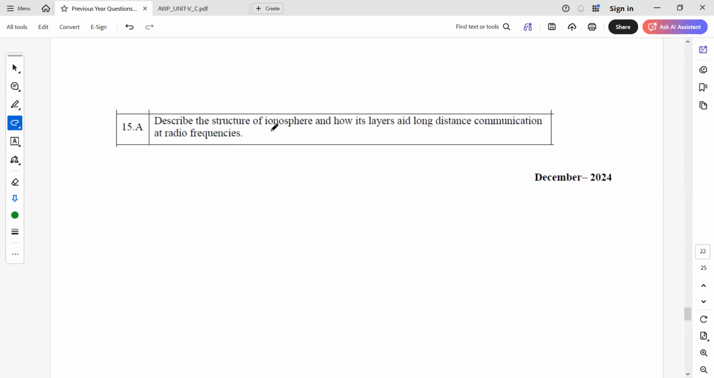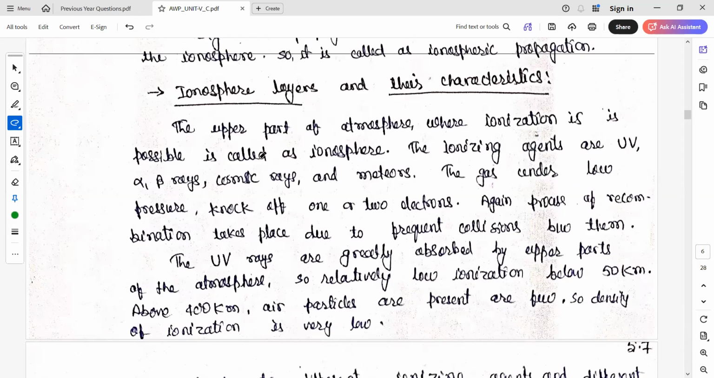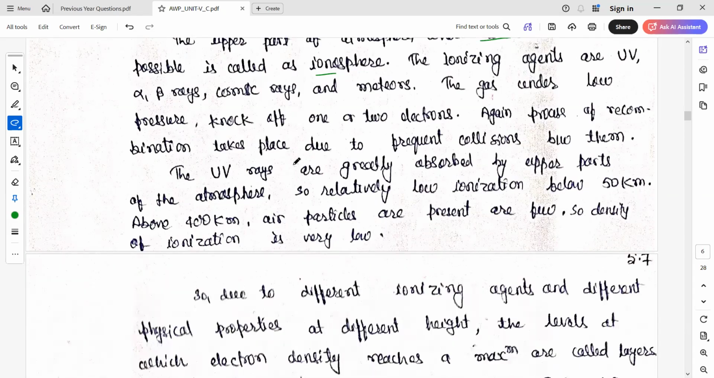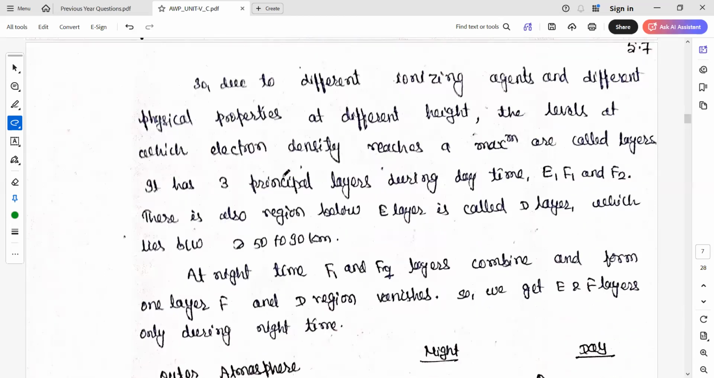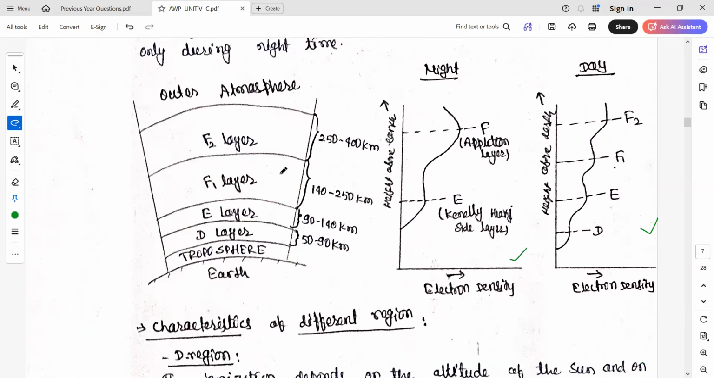The question is: describe the structure of the ionosphere and how its layers aid long distance communication at radio frequencies. The ionosphere comes under sky wave propagation, and it has various parts. Here ionization of the molecules takes place due to ionizing agents like alpha, beta, gamma and UV rays, and different layers have different heights. The basic layers are D, E, F1, F2, and they have different heights, ranging from 50 kilometers to 400 kilometers.